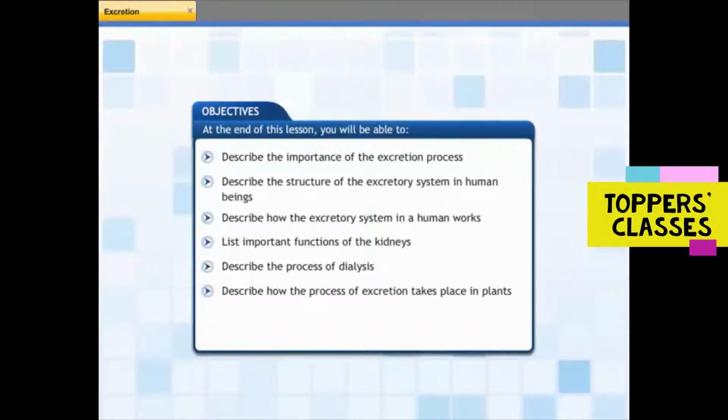At the end of this lesson, you will be able to describe the importance of the excretion process, describe the structure of the excretory system in human beings, describe how the excretory system in a human works, list important functions of the kidneys, describe the process of dialysis, and describe how the process of excretion takes place in plants.